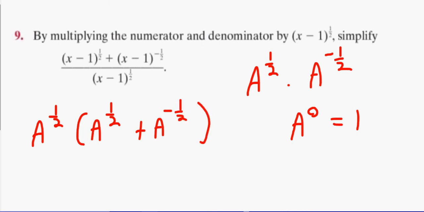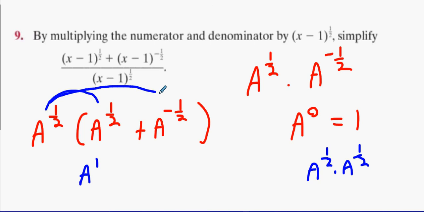Let's try that out. What's a to the half multiplied by a to the half? What do you have to do to the powers? What's a half plus a half? A to the power of 1. You add the powers. Is that alright? And what's the other part then? What's a half plus minus a half? And what is a to the 0? A to the 0 is 1.